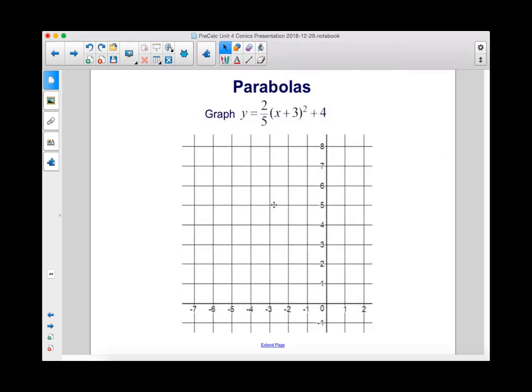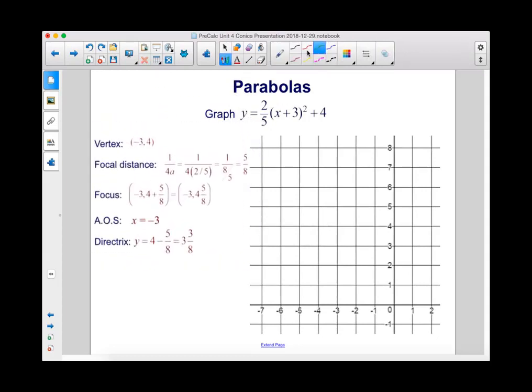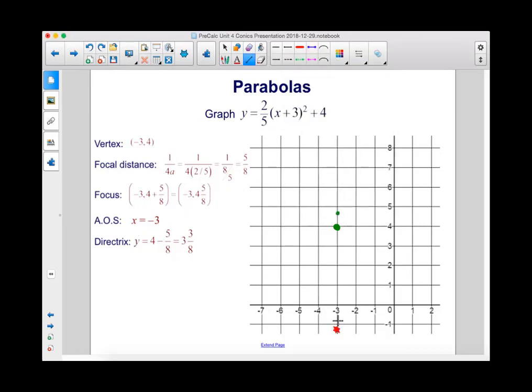Now we're going to graph the function. So I'm going to move this over a bit. I'm going to paste in the information we figured out on the previous slide. Alright, so we have our vertex at -3, 4. Our focal distance is 5/8, so that will be a little bit more than half. So right there. We have our focus at -3 and 4 and 5/8, so like right there. Our axis of symmetry is at -3, so right here. And our directrix is at 3 3/8. So that's like here, around there.